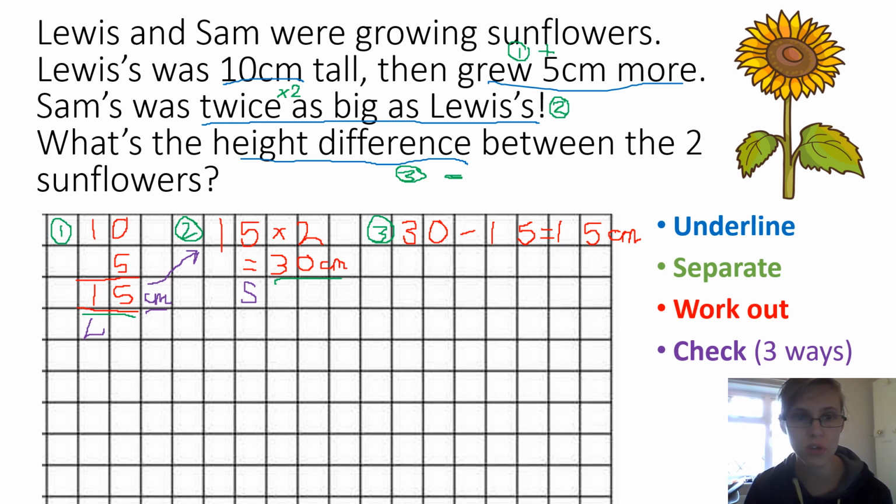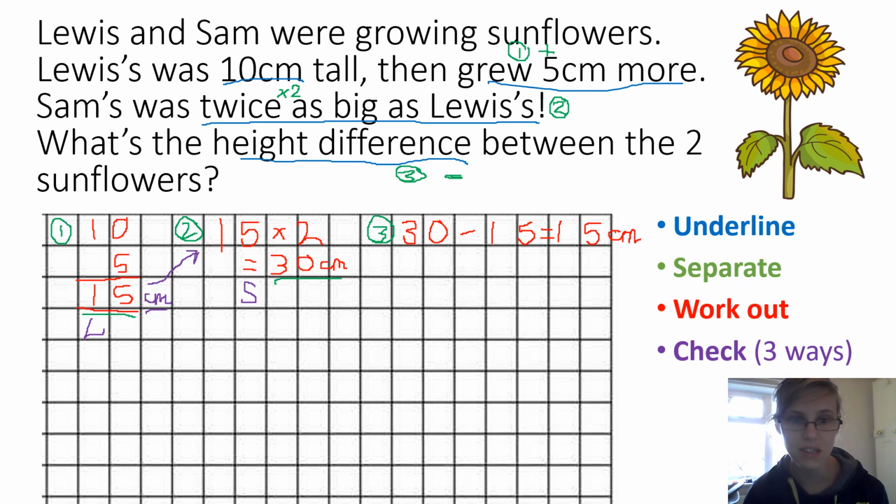For number 2, which was about working out the height of Sam's sunflower, it was 15 times 2. Now I know that 5 times 2 is 10, 10 times 2 is 20, so I added those together in my head and I've got my 30 centimetres there. And I put an S again for Sam's sunflower, so his is 30 centimetres. So what I did is I worked out at the end that 30 take away 15 is going to equal 15, because I know that 15 times 2 is 30.